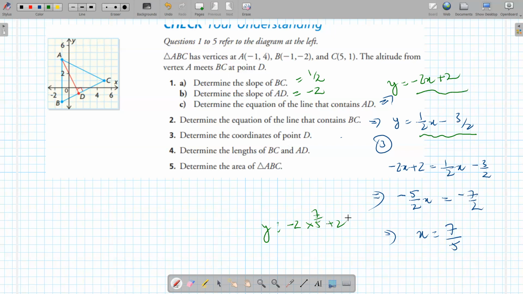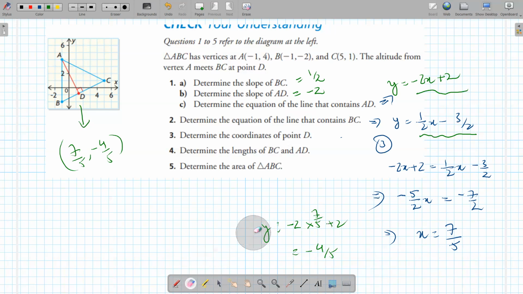That is -4 over 5. Does that make sense? Yes, it does. -4 over 5. So there you go. That's point D. Point D is 7 over 5 on the x and -4 over 5 on the y. And you can't tell that from the diagram. You have to do it the way we did it, right? Because these numbers are very close to 1 and -1 and such.